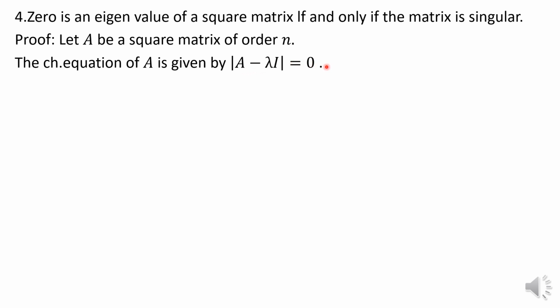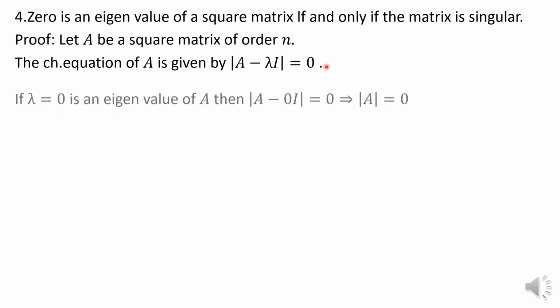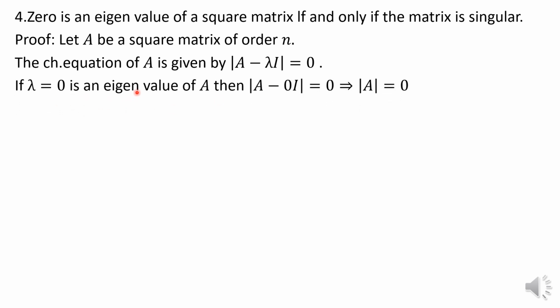Next, in the first part, we take lambda is equal to 0 as an eigenvalue. That is, 0 is an eigenvalue. Taking 0 as an eigenvalue, we have to show that the matrix is singular. Singular means its determinant value is 0. So I am taking lambda is equal to 0 as an eigenvalue of the matrix A. Then you substitute lambda is equal to 0 in the characteristic equation. We are going to get determinant of A minus 0 into I, the identity matrix, is equal to 0.